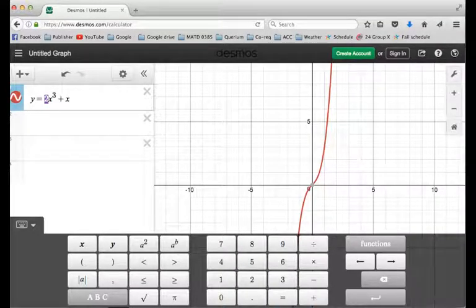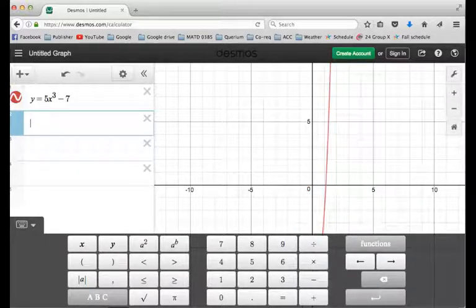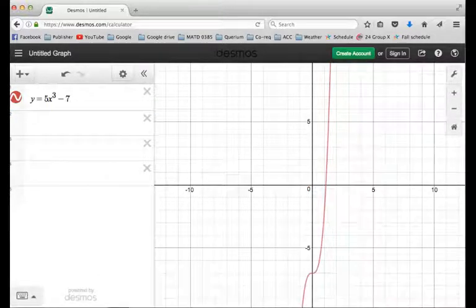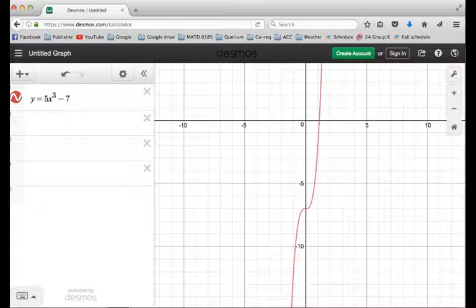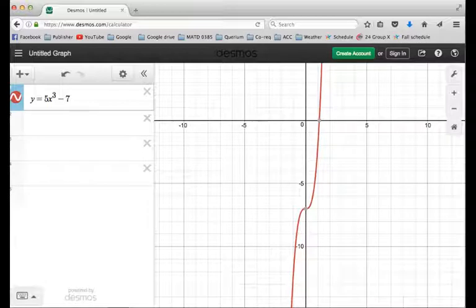The next on my list is 5x cubed minus 7. So making this adjustment, I can now look at this graph and verify that it does not have either kind of symmetry. It looks like it has some symmetry about this point down here at 0, -7. This is the graph of x cubed stretched by a factor of 5 and then shifted down 7. This does not have symmetry about the y-axis or symmetry about the origin.